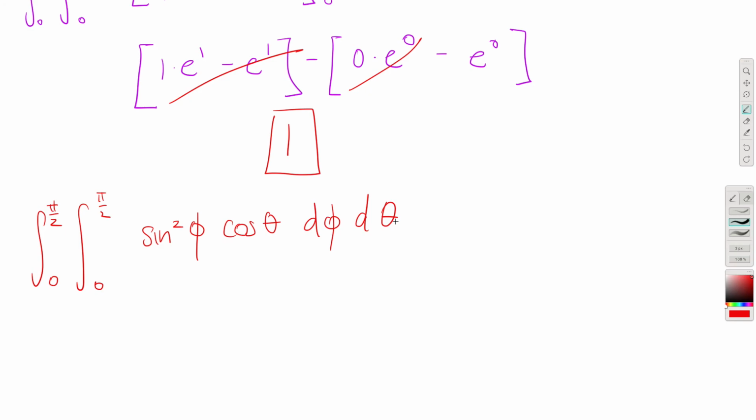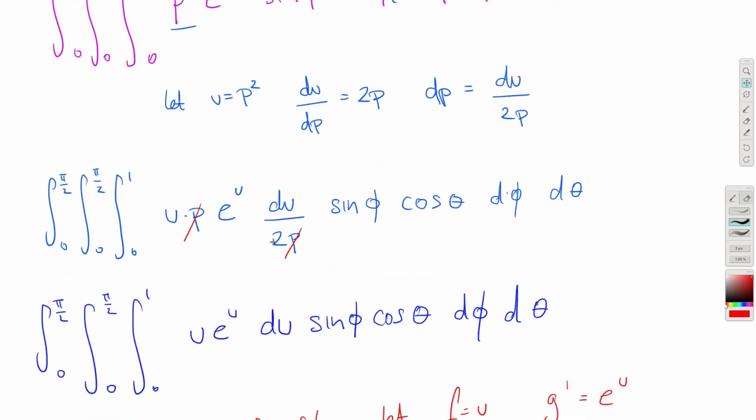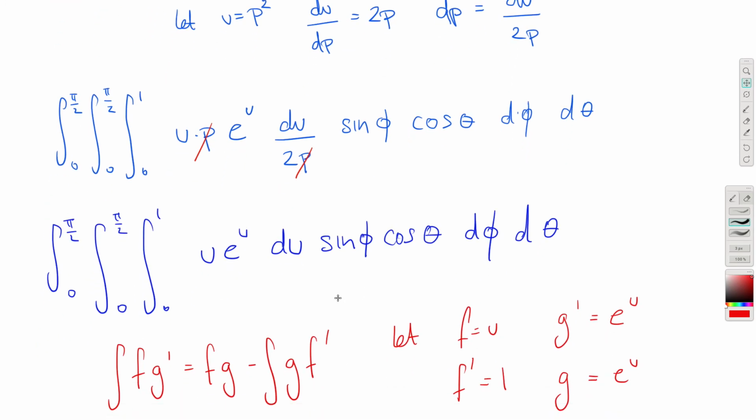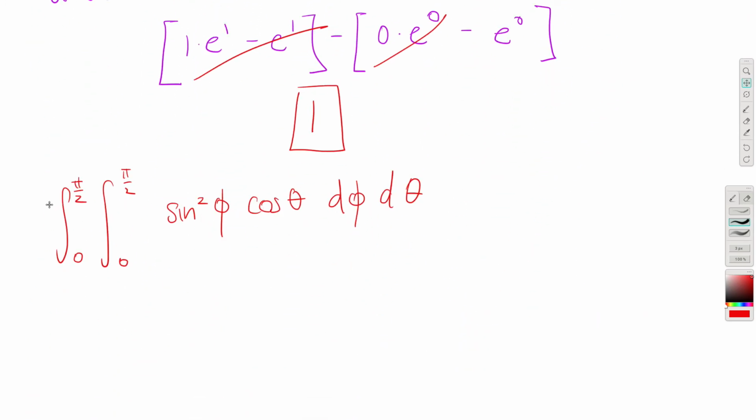Oh, you've forgotten something. Man, you've screwed this up so bad. What happened to your half here, mate? You had a half here. You have to bring that half down. And then you basically just remember that this equals 1/2 times 1 minus cos 2 phi.